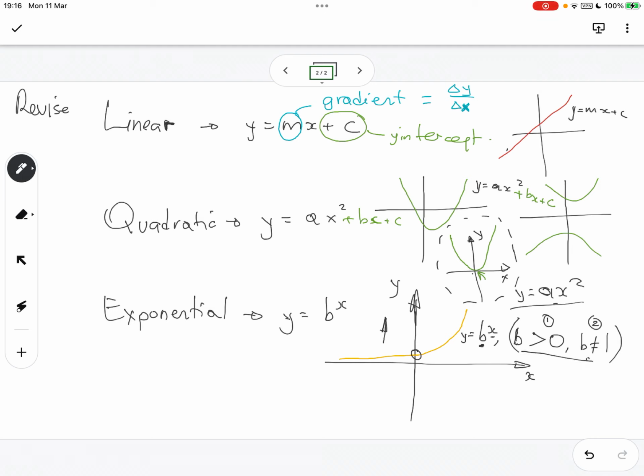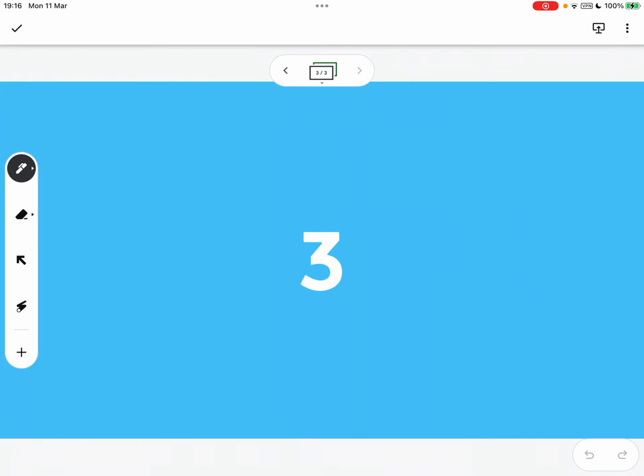So we'd rather set these conditions and say our function is defined by y equals b to the power x, but the base b must be greater than 0, and it must never equal 1.